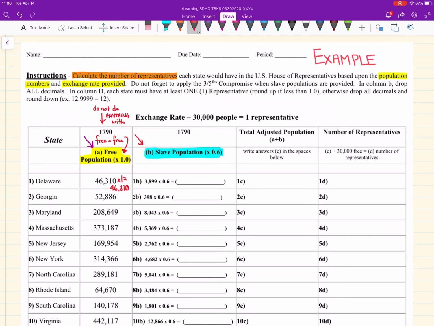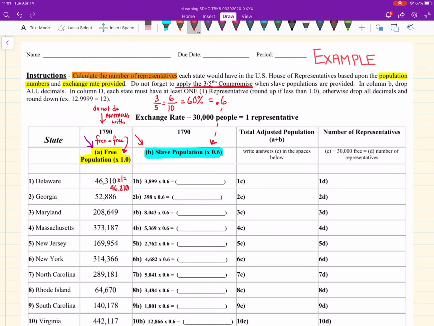Column B is where you have to apply the 3/5 compromise, where you have to get 5 slaves to equal 3 free people. So the easiest way to do that is to take 3/5 and turn it into a decimal. If we stretch this backwards to tenths, 6/10 equals 60%. But that's a percent, that's not a decimal. As a decimal, 60% is 0.6. And if you follow that 0.6, you'll notice I have provided it for you.